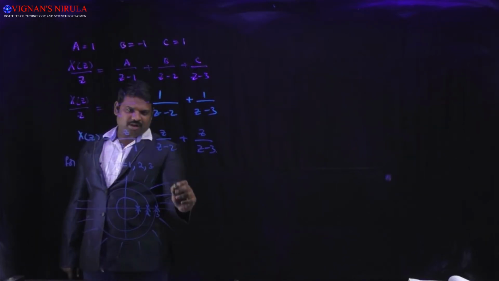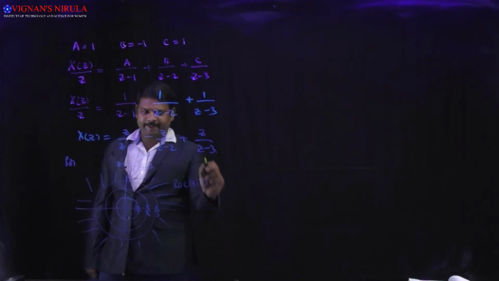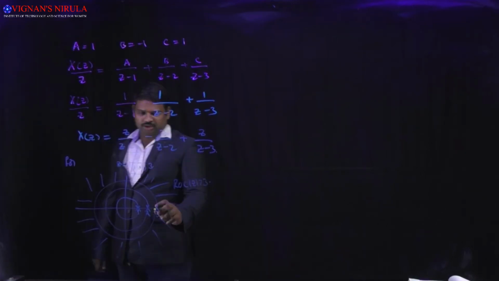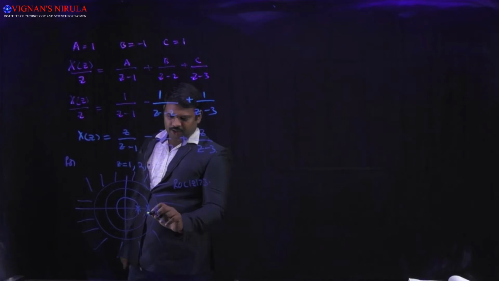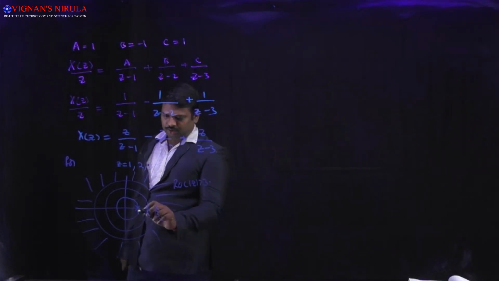That's ROC mod z greater than 3. Looking at the pole at 3, the ROC is outside. Looking at 2, the ROC is outside. Looking at 1, the ROC is outside.